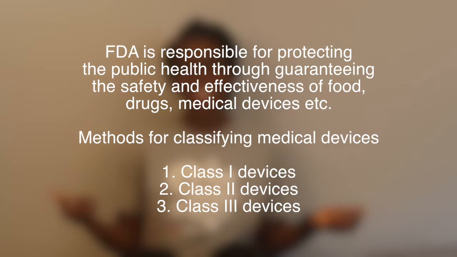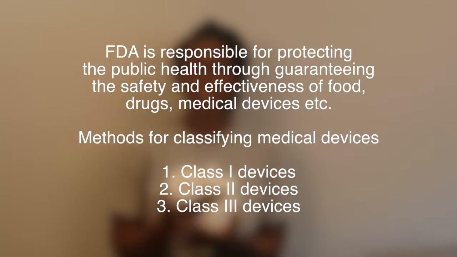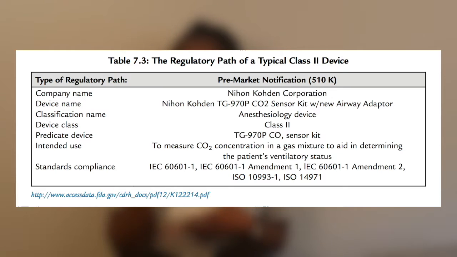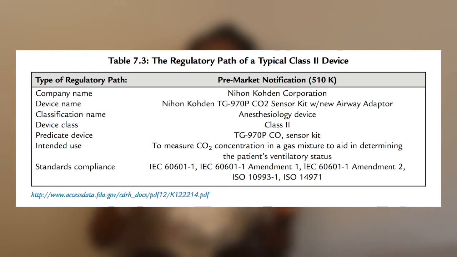Now, there are different methods of classifying medical devices, and this is by putting them into different classes. Class 1 devices are not meant to help support or sustain life, but Class 2 devices are meant to be used without causing injury to the patient. And Class 3 devices are those that support and sustain human life or potentially have a higher risk of illness or injury through use.